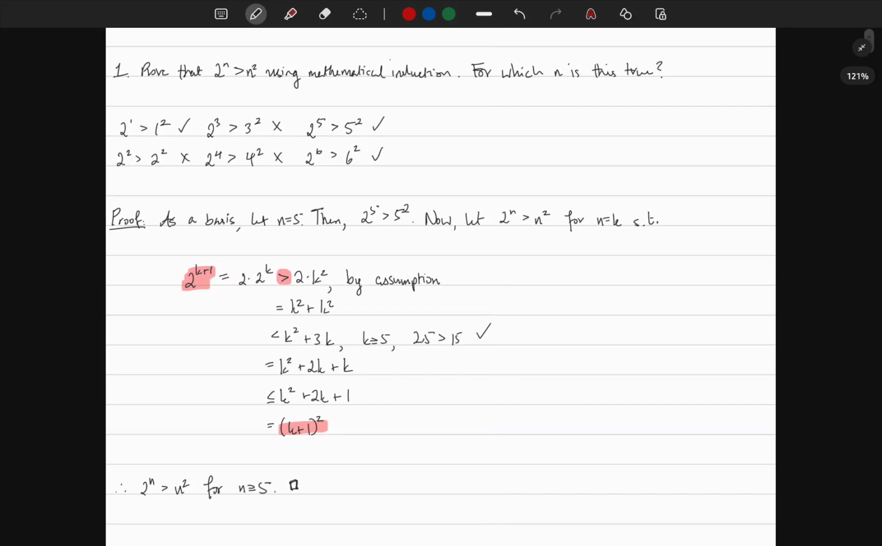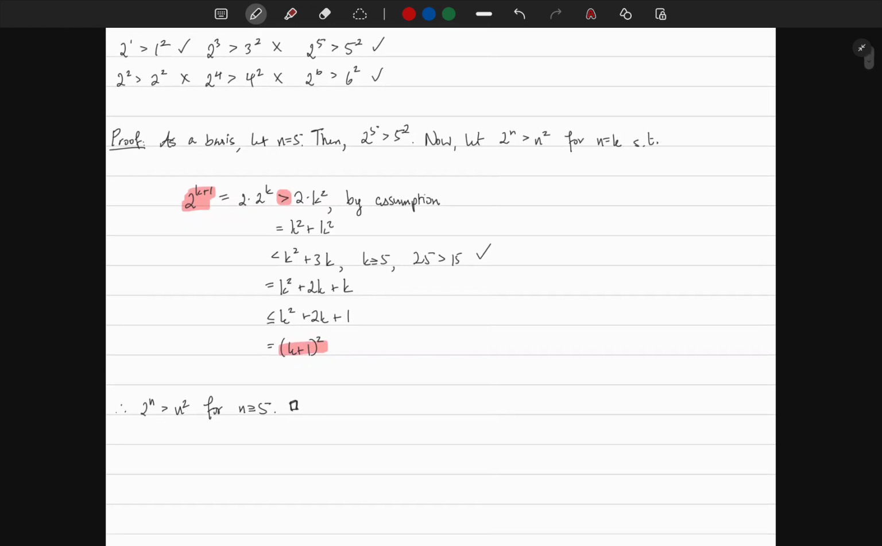So let's recap. We found the n that satisfied the statement 2 to the n is bigger than n squared. And then, using the principle of induction, we let the base case happen. We show the base case is true. And then on the assumption that Pn is true, we showed that the n plus 1th case is true as well, using the assumption and some algebra as well.